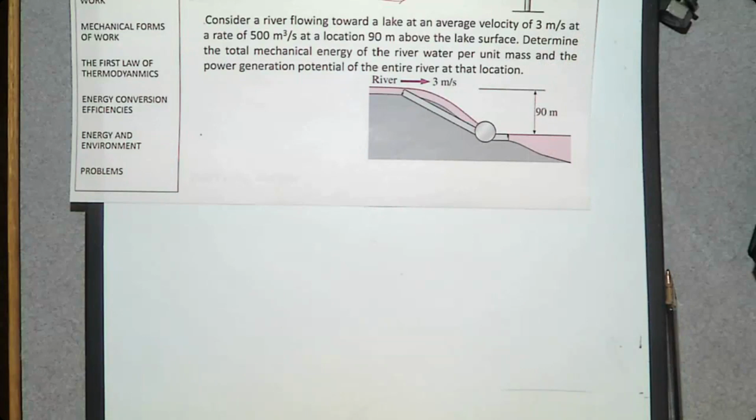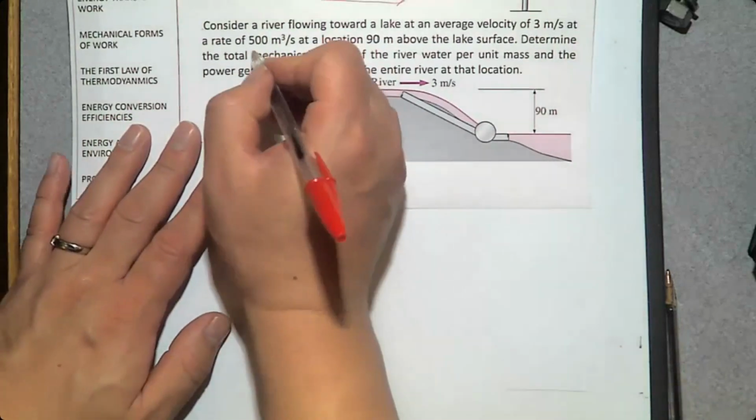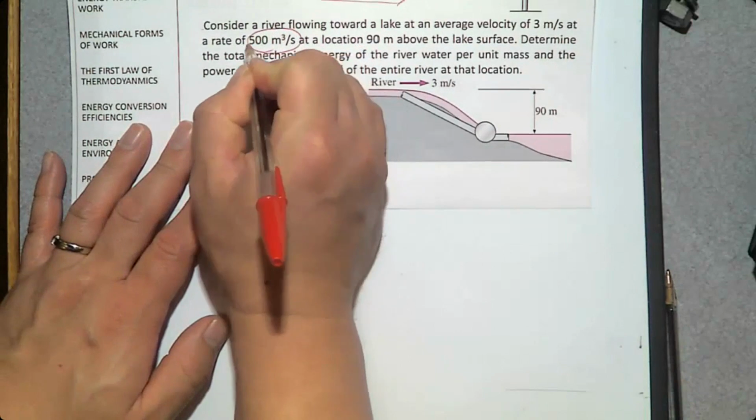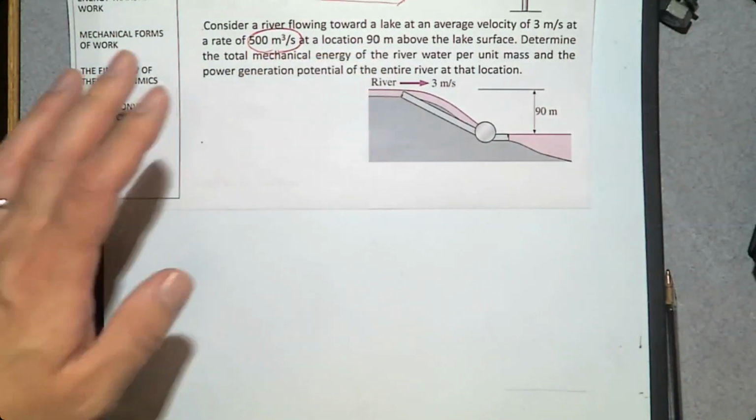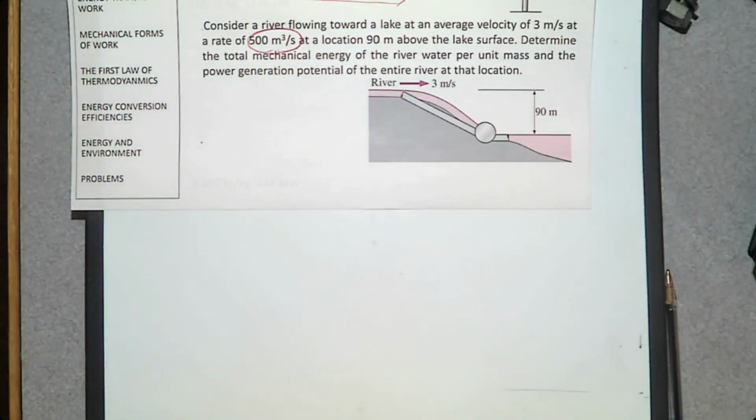Okay, so we have a river flowing toward the lake at an average velocity of 3 meters per second at a rate of 500 cubic meters per second. So here we have a volumetric flow rate. At the location 90 meters above the lake surface, determine the total mechanical energy of the river water per unit mass and the power generation potential. So the same thing, the same question.